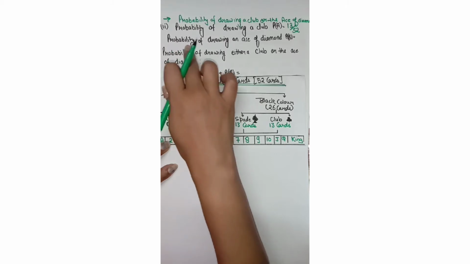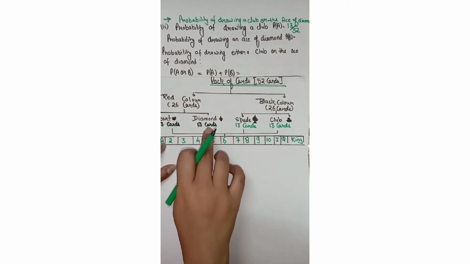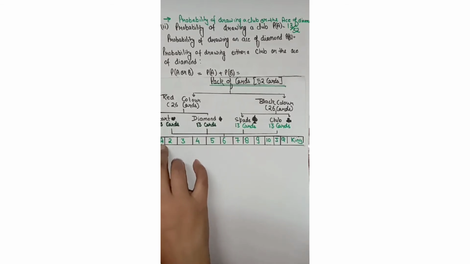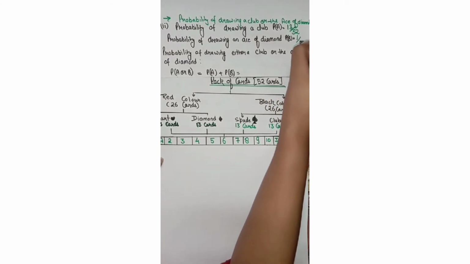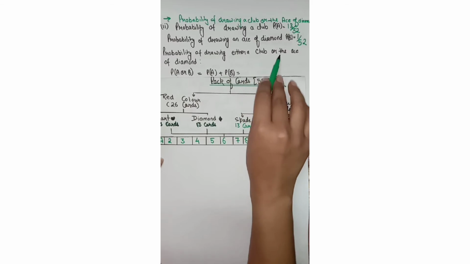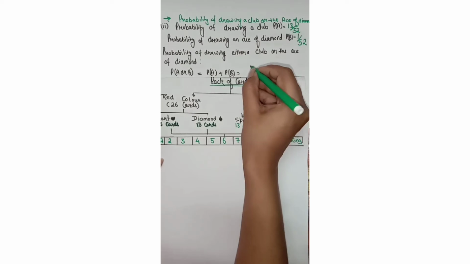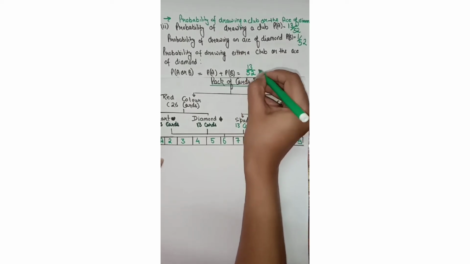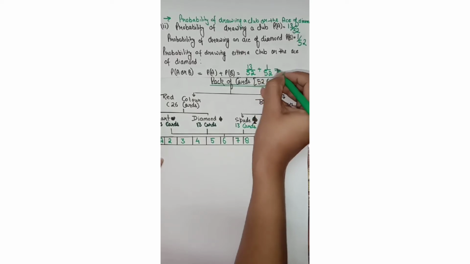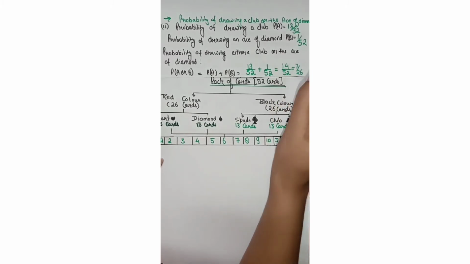Next will be the probability of drawing an ace of diamond. How many aces do we have of diamond? Only one. So it will be 1 by the total number of events, 1 by 52. So the probability of drawing either a club or the ace of diamond can be denoted with this addition theorem, and simply we are going to keep the values 13 by 52 plus 1 by 52. That means the answer would be 14 by 52, that is 7 by 26. So this is how you're going to solve the questions.